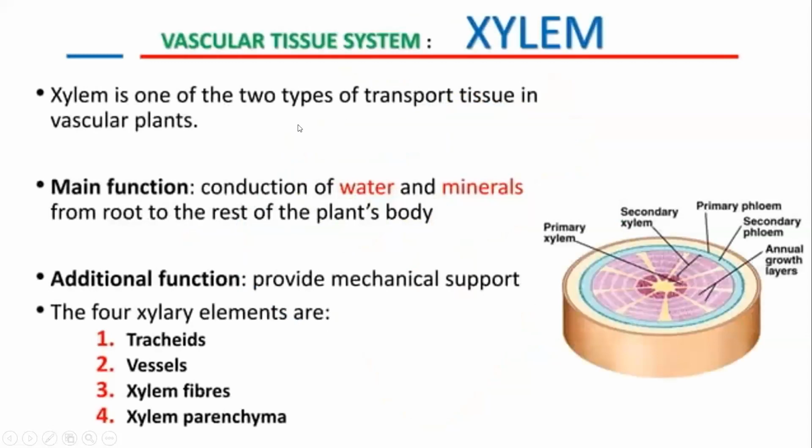Xylem is one of the two types of transport tissues in vascular plants. Its main function is conduction of water and minerals from the roots to the rest of the plant's body. An additional function is mechanical support. The xylem is made up of different types of cells: tracheids, vessels, xylem fibers and xylem parenchyma. Of these, only xylem parenchyma is living, and all others are dead cells. Tracheids, vessels and xylem fibers are dead cells.